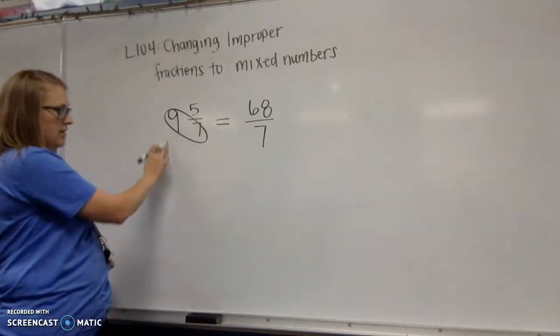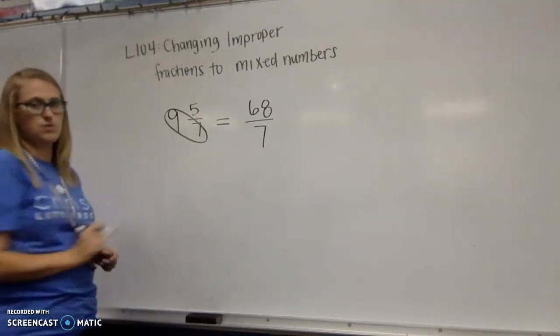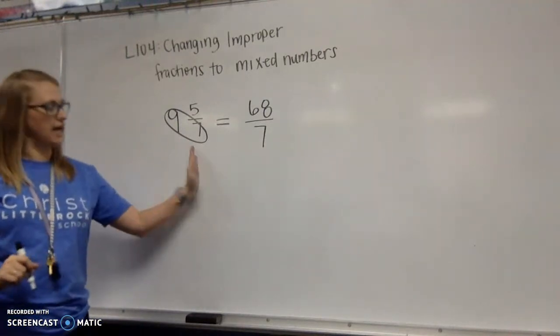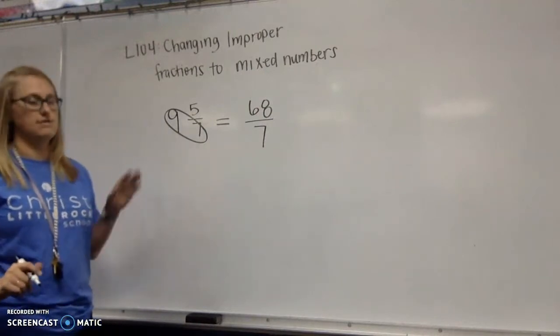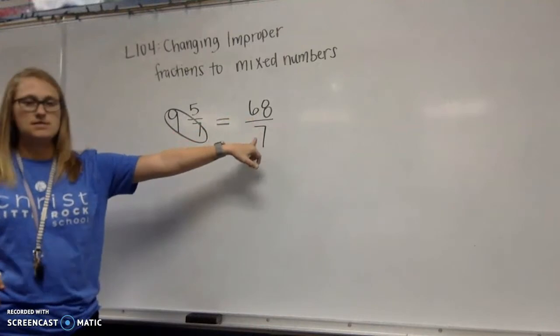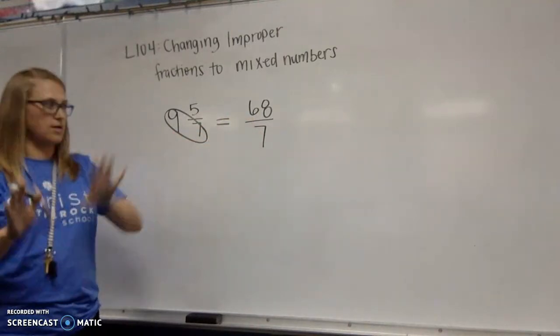Remember, I would draw 9 whole circles and then an extra one for my fraction. Okay, that's like saying 9/9, 9/9, 9/9. If I added up all of those whole numbers, I would get 68/7. Now work it backwards.